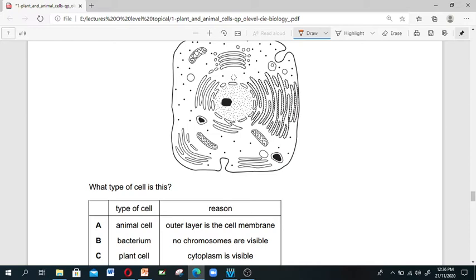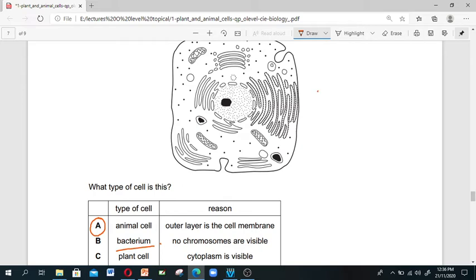So this is a type of animal cell, because the outer layer is the cell membrane and no cell wall is there. So option A is the right option. It could not be a bacterium cell, because it is a eukaryotic type of cell. It could not be a plant cell, because the cell wall is absent.